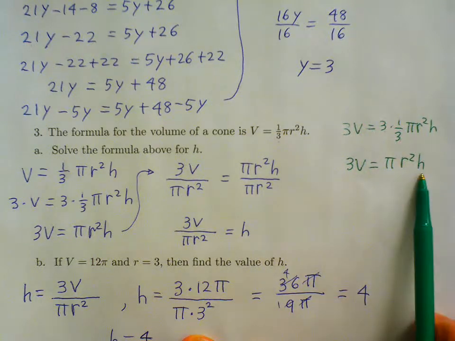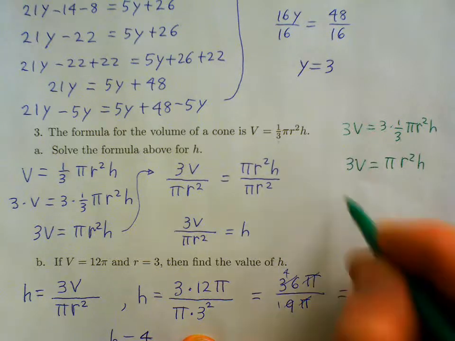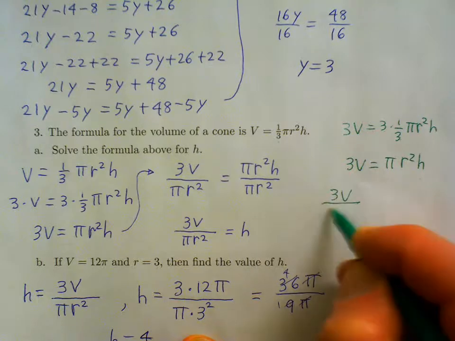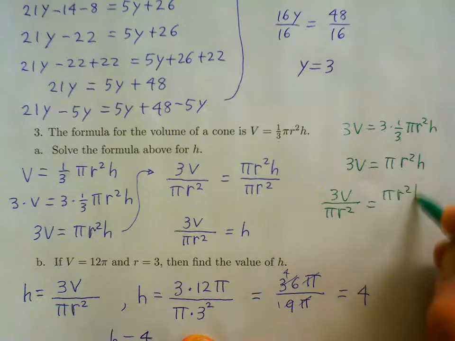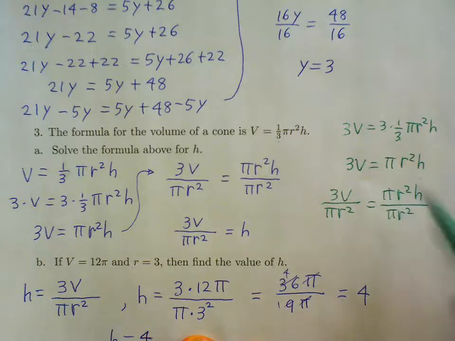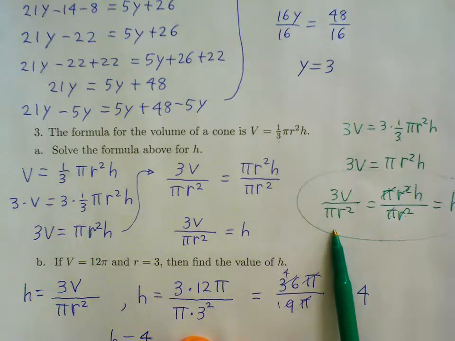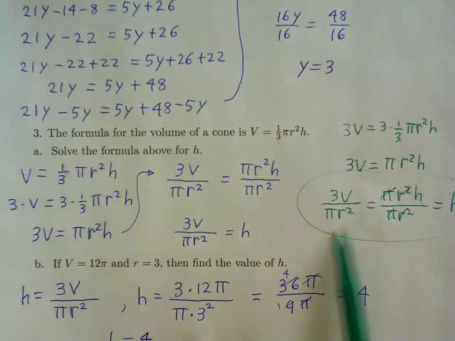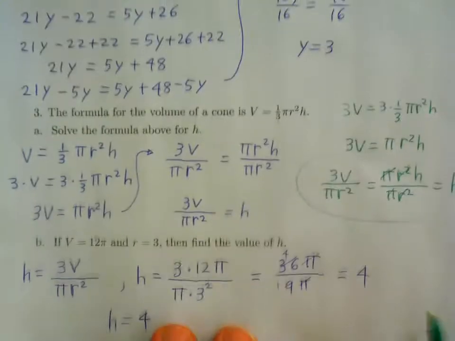Since we're solving for h, all we have to do is divide both sides by pi r squared. So 3V divided by pi r squared equals pi r squared times h divided by pi r squared. Pi divided by pi is 1, r squared divided by r squared is 1. So we just get h equals 3 times V over pi r squared. Note that it's not necessary to convert pi to a decimal number, either in part A or part B.